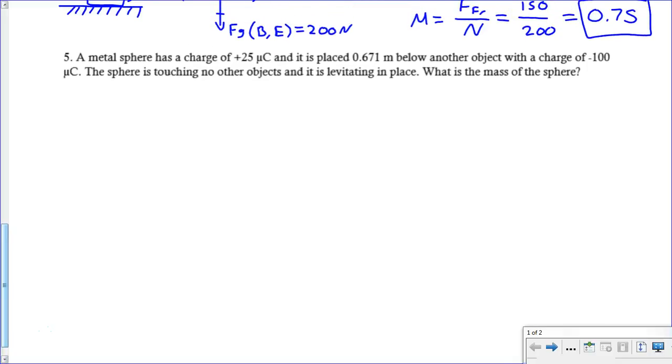This next problem is a little weird because we don't deal with charged objects very often in our lives, so it's a little strange to see how it works, but this is what we've got here. We've got some negatively charged object, and we've got a positively charged sphere.